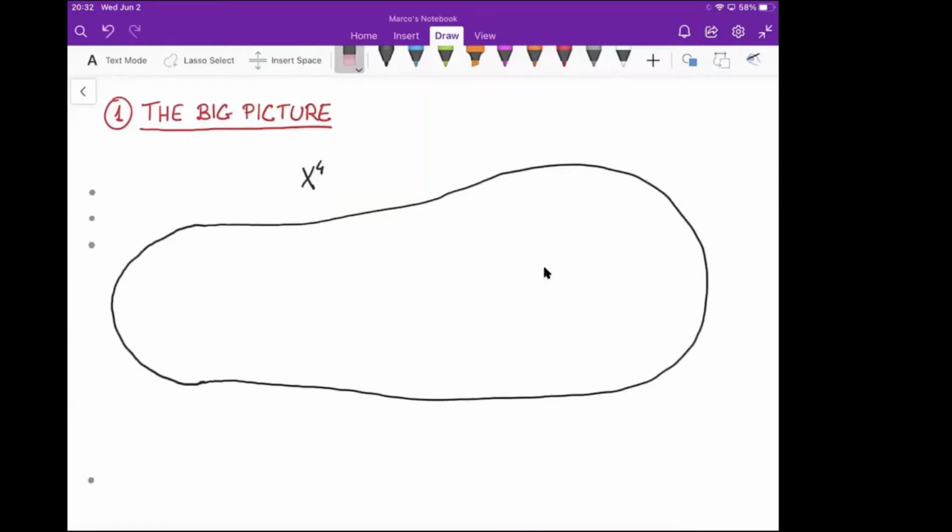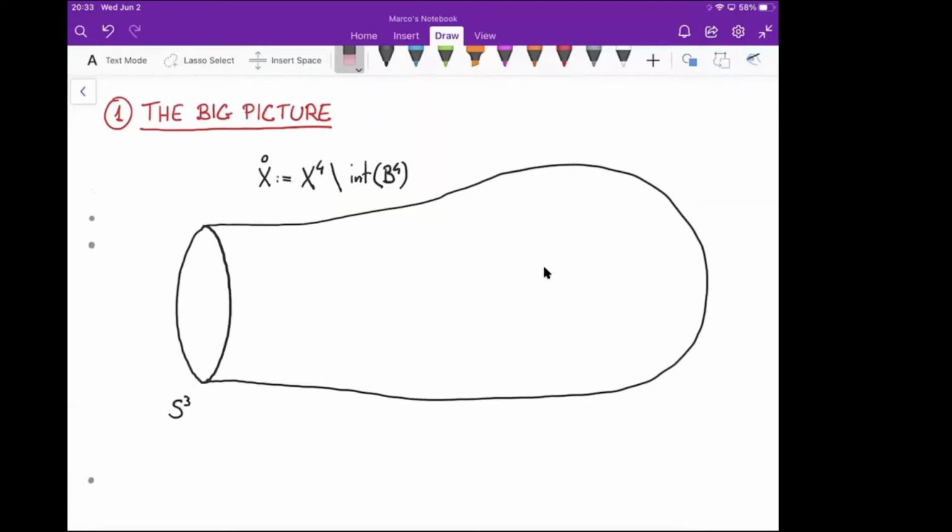So this is a big picture of a four-manifold. It will be denoted by X. This is a closed four-manifold. And the first thing that I want to do is to remove a four-ball, so that it becomes X minus the interior of a four-ball. It's still a compact manifold with boundary S3, and I will denote it by X circle. I will use this notation for the rest of the talk. Whenever there is a letter for a four-manifold with a circle on top of it, it denotes that four-manifold minus the interior of a four-ball.